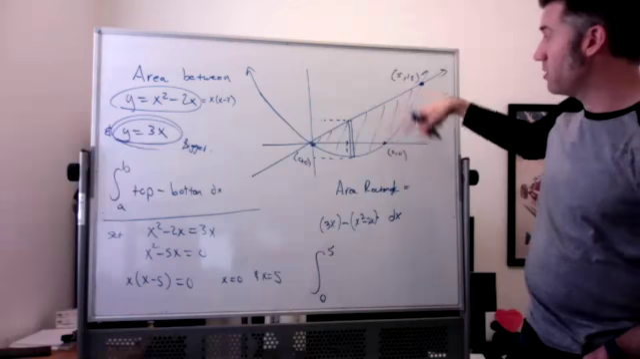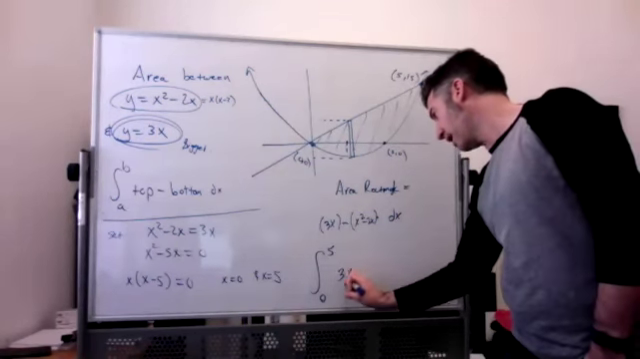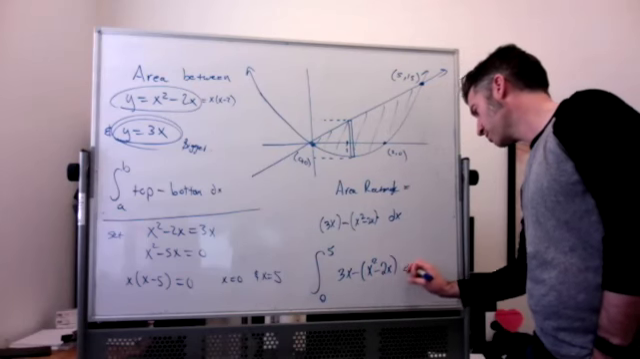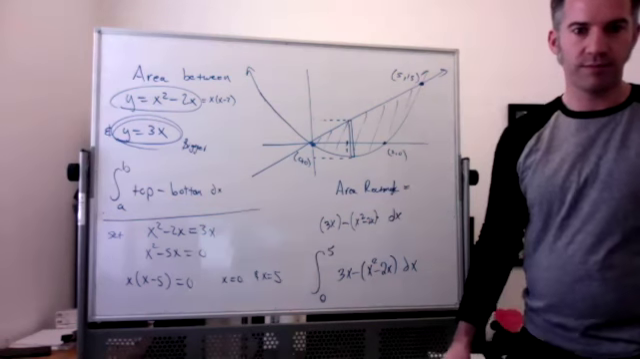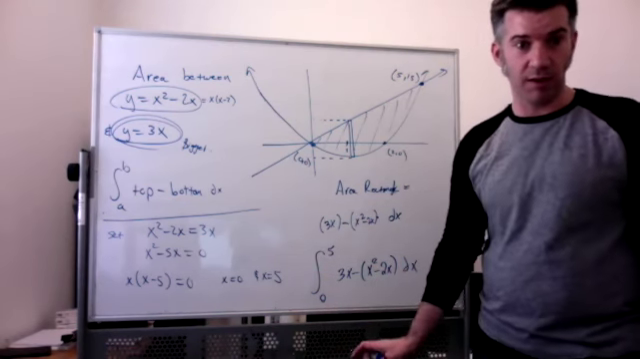So the area between these two curves is going to be the integral from 0 to 5 of 3x minus (x squared minus 2x) dx. So that's how we set it up. Are there questions about the setup here?